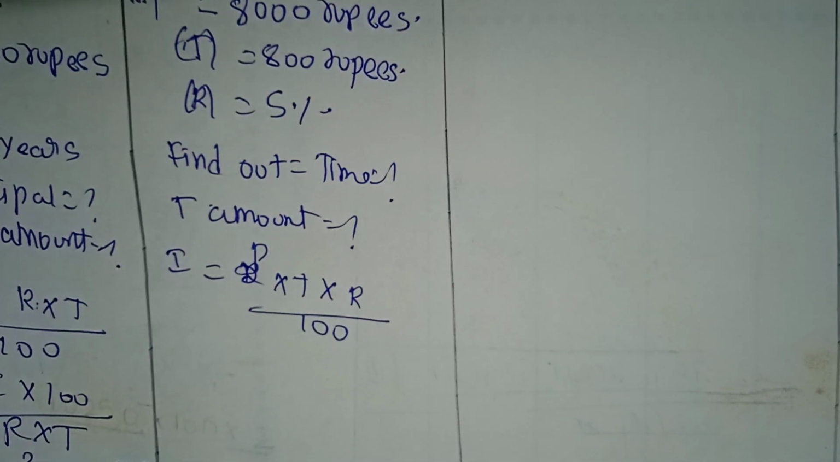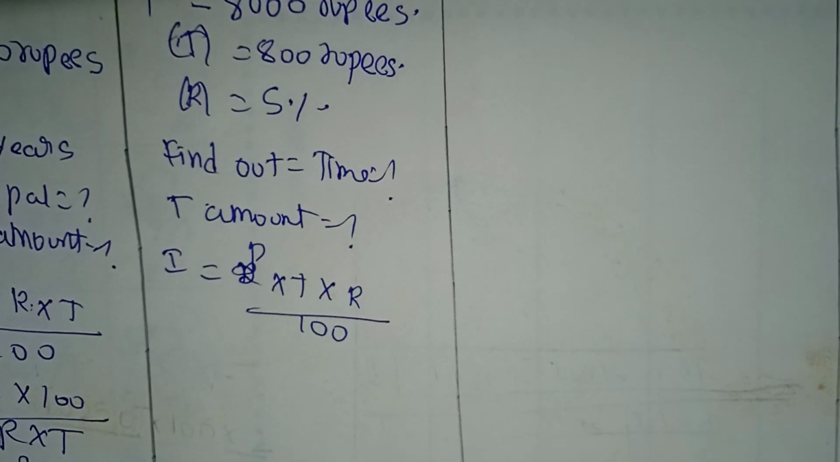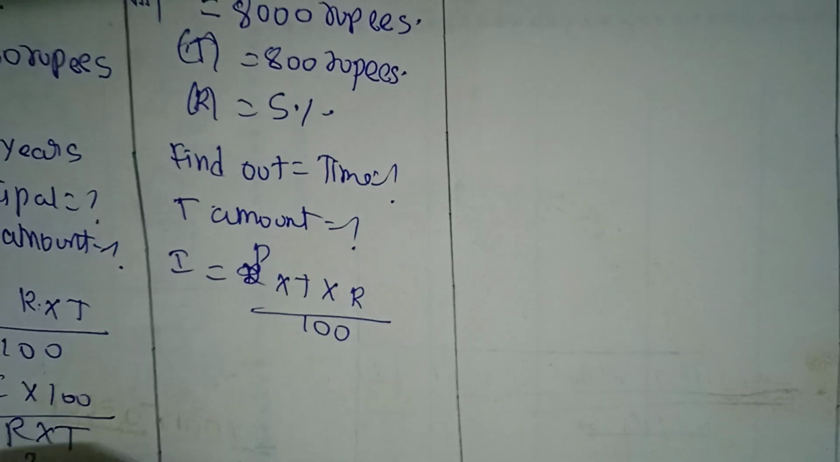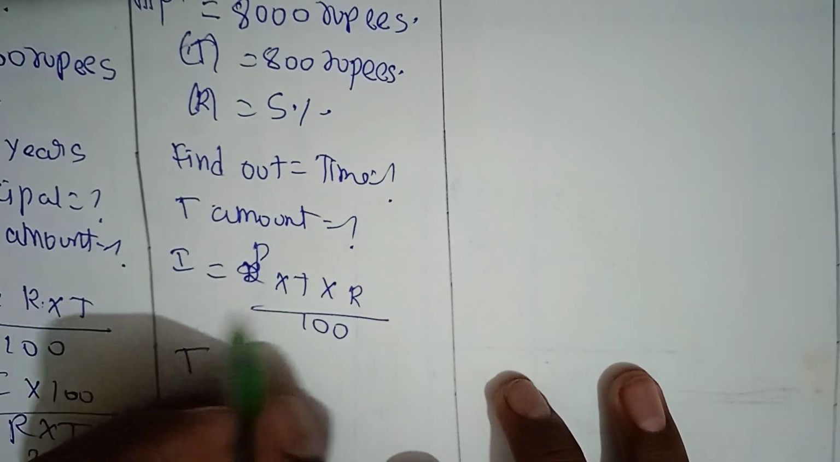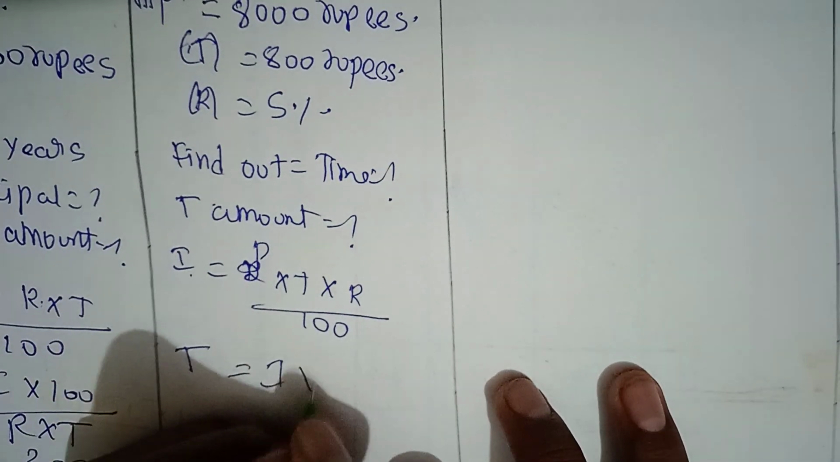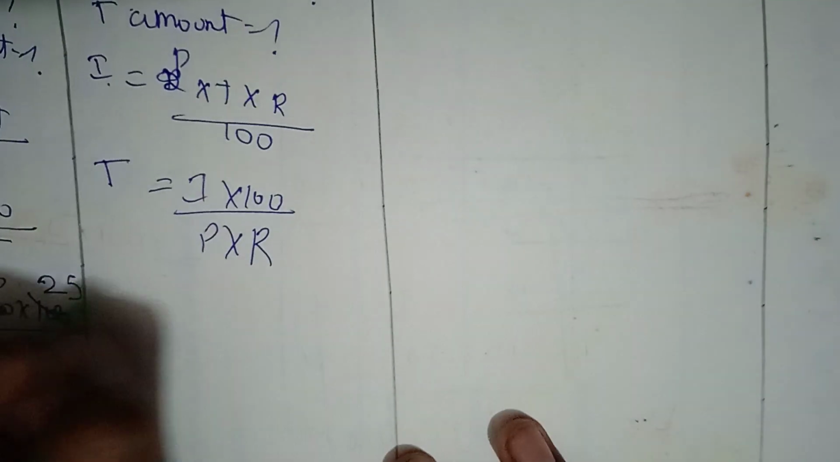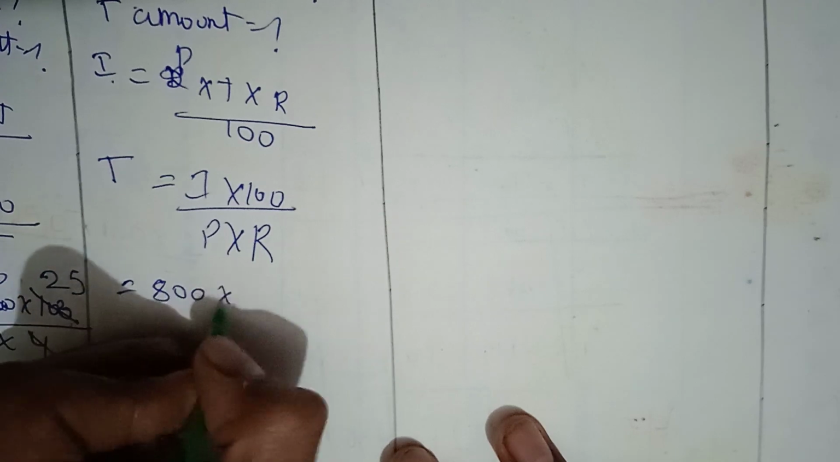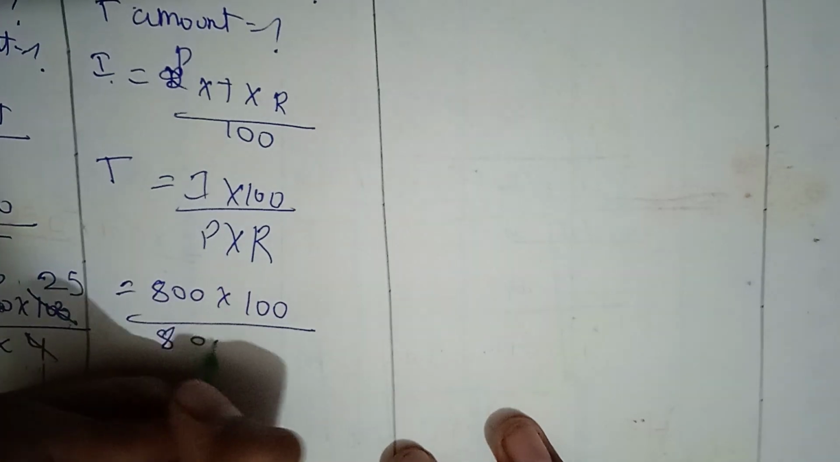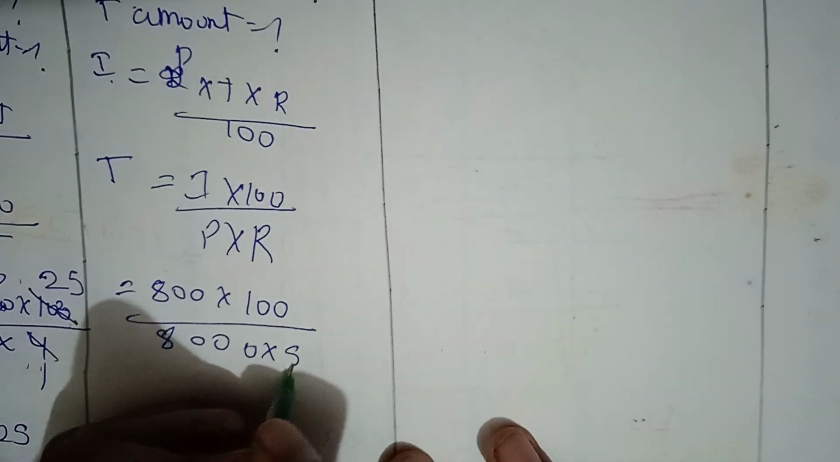We will find the time first, because if we find the time first, then we will find the total amount very easily. So we will take T here, then I and 100 will go up. So T is equal to I into 100 upon P and R will go down. So what are we left with? 800 into 100 upon 8000 into 5.